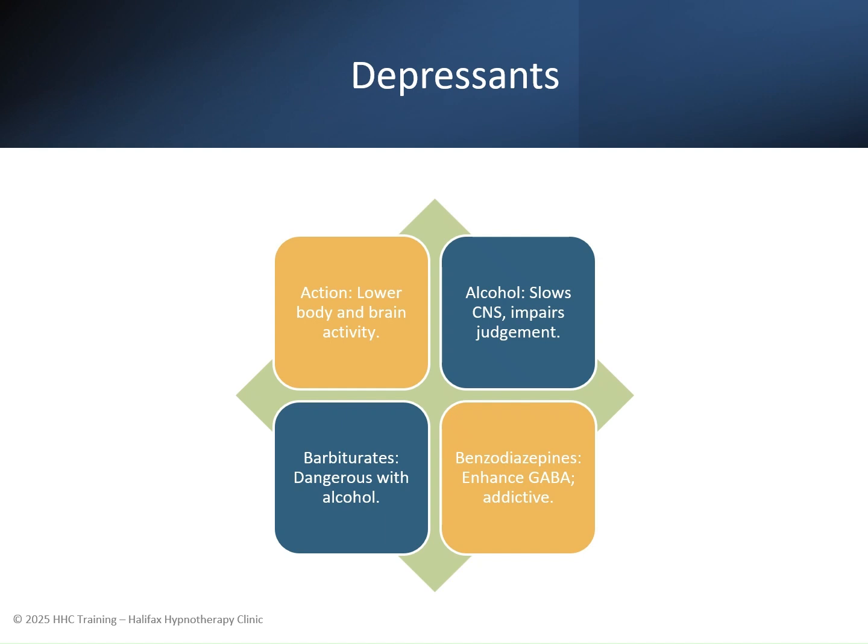And then we have benzodiazepines, or benzos. Benzodiazepines are the most commonly prescribed class of depressant drugs, often used as sleep aids or for anti-anxiety treatment. They're also known as downers. Their mechanism of action is that they enhance the brain's response to the inhibitory neurotransmitter GABA, gamma-aminobutyric acid.